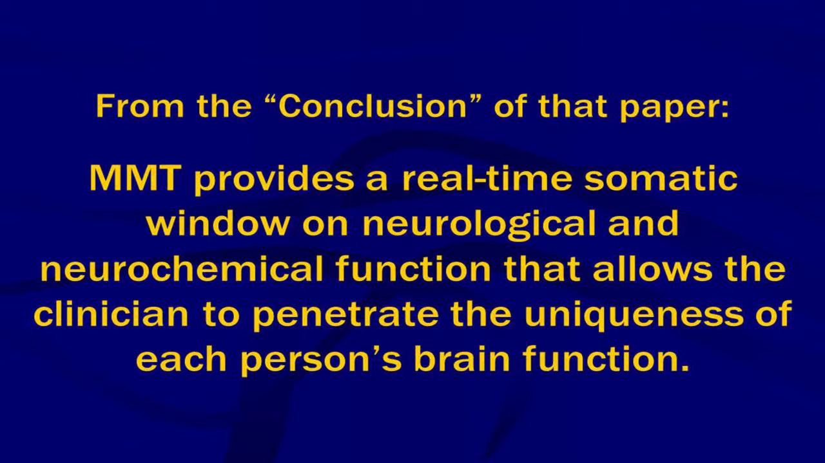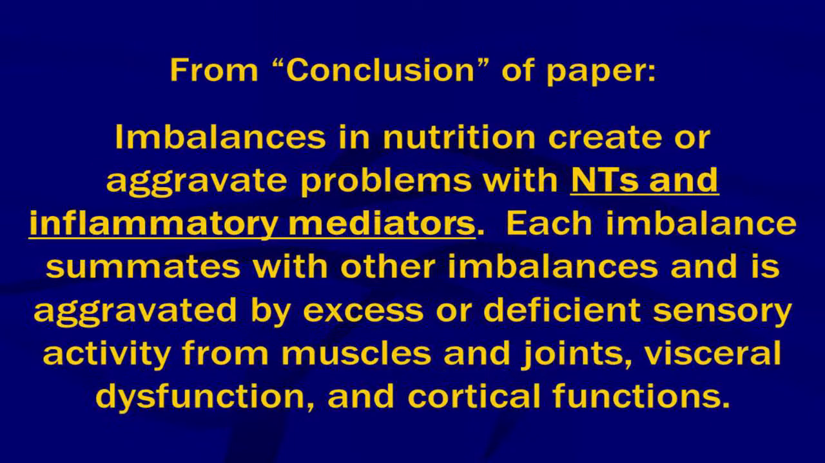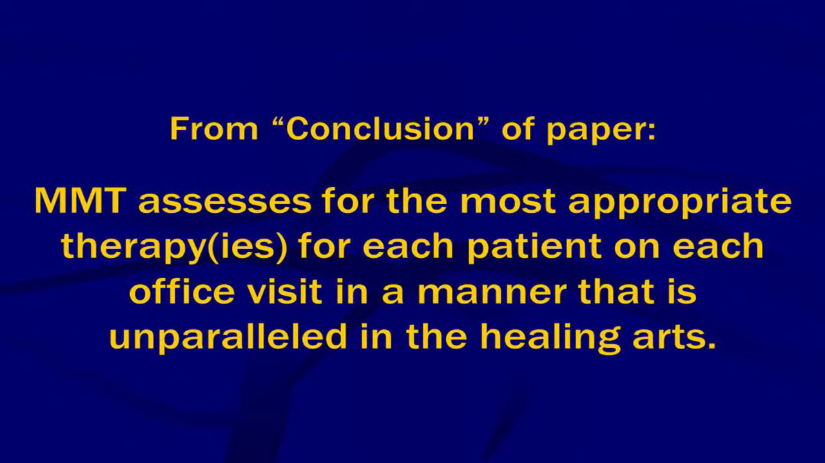Manual muscle testing provides a real-time somatic window on neurological and neurochemical function that allows the clinician to penetrate the uniqueness of each person's brain function. Imbalances in nutrition create or aggravate problems with neurotransmitters and inflammatory mediators, which is the focus of this weekend. Each imbalance summates with other imbalances and is aggravated by excess or deficient sensory activity from muscles and joints, visceral dysfunction, and other cortical functions. Manual muscle testing assesses for the most appropriate therapy or therapies for each patient on each office visit in a manner that is unparalleled in the healing arts.